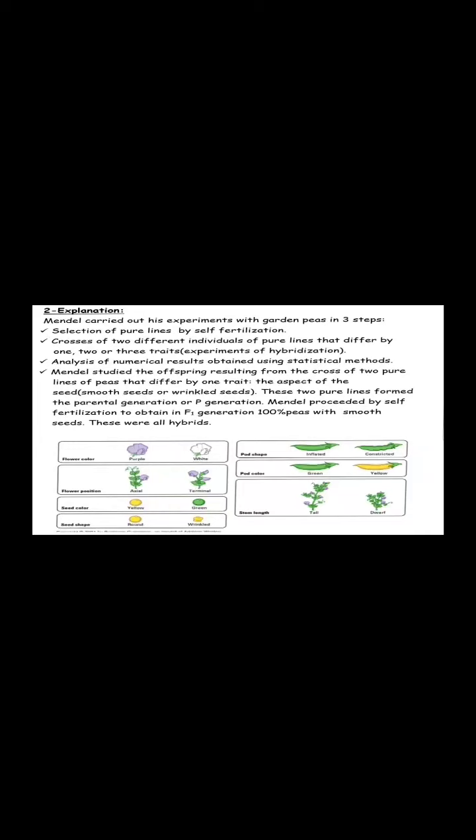So guys, what do I mean by monohybrid cross? It is a cross between two pure lines that differ in one trait. I mentioned the definition in the vocabulary, and you need to memorize it. Whenever you are crossing two pure lines that differ in one trait, you are in a monohybrid cross. What did he do again?